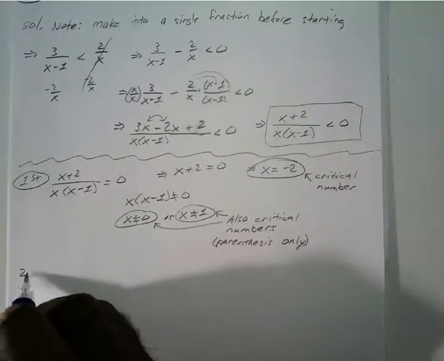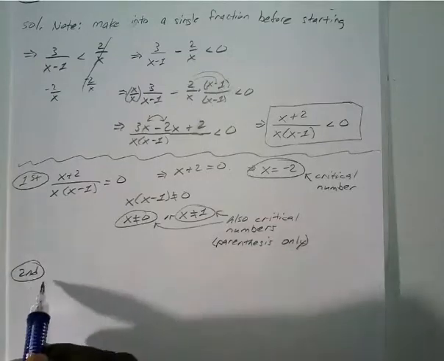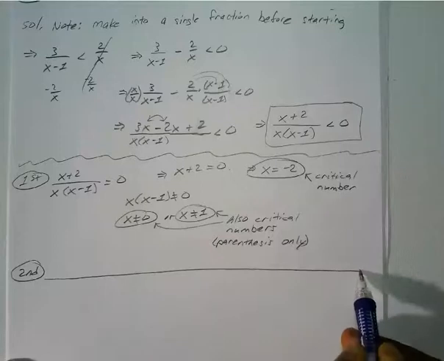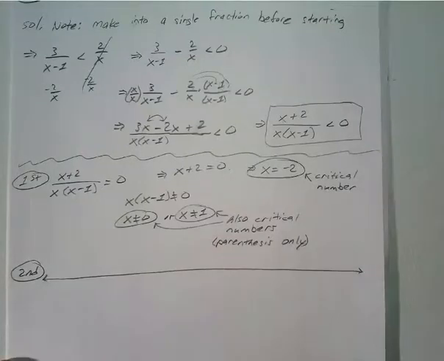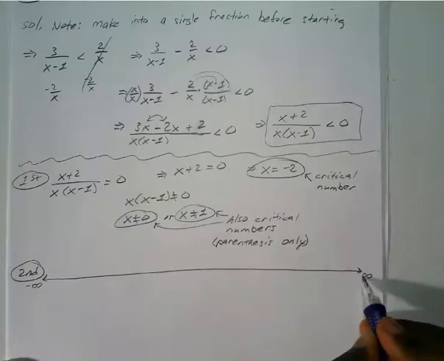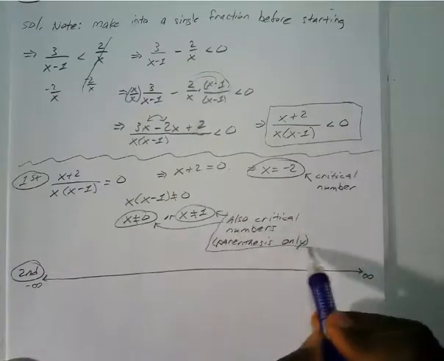Okay, so go ahead and go to our second step, which is our number line. So go ahead and get that. So we have from negative infinity to infinity, and we can go ahead and separate that.